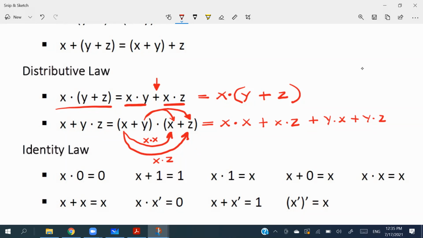Right, now look at this. This says x dot x can be considered as x.